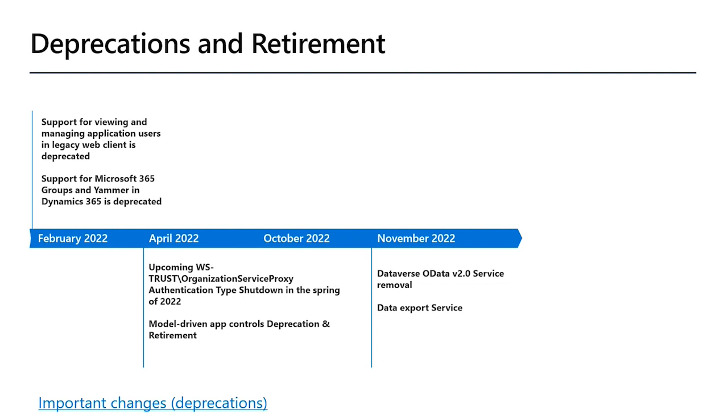The next major round is on the 1st of November. That is the OData version 2.0 service removal, and also the deprecation and removal of the Data Export Service. So if you're using either of those, make sure to take a look at the information that's available and start planning to move off of that. On the Data Export Service side, we recommend that customers transition to Azure Synapse Link for Dataverse, and there's lots of good information out there about that, including a deprecation playbook. So make sure you take a look at all that.